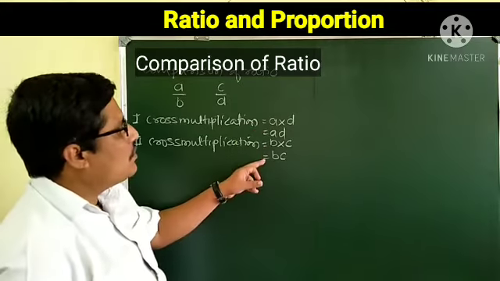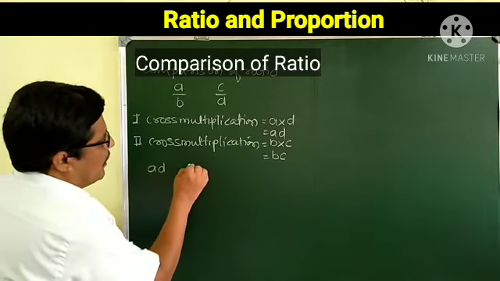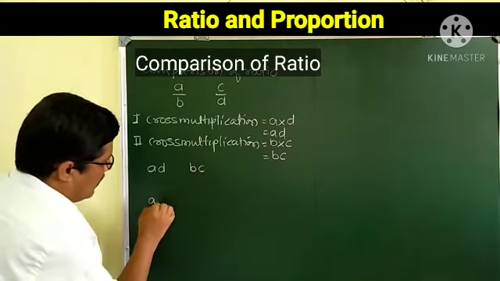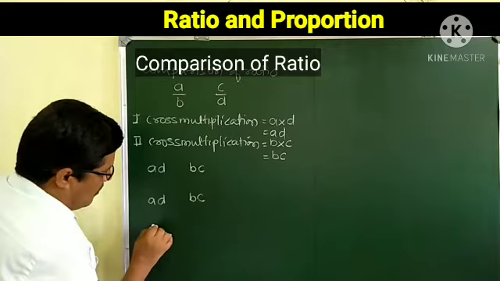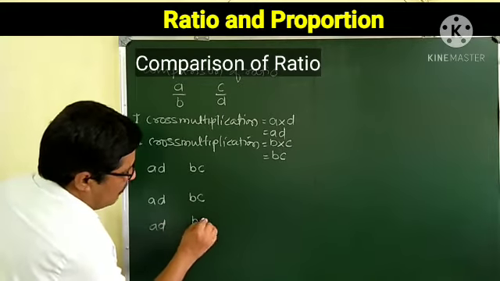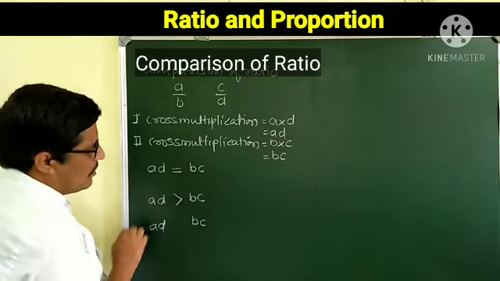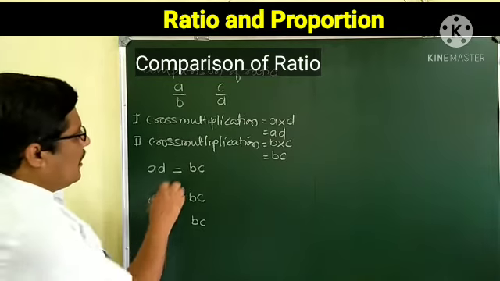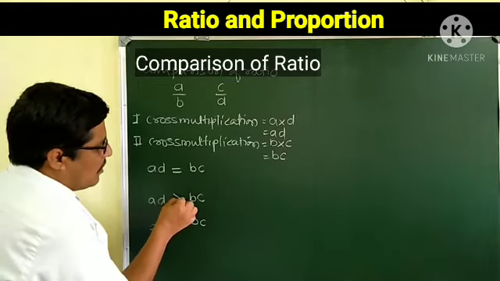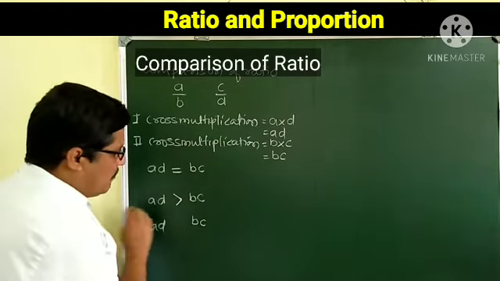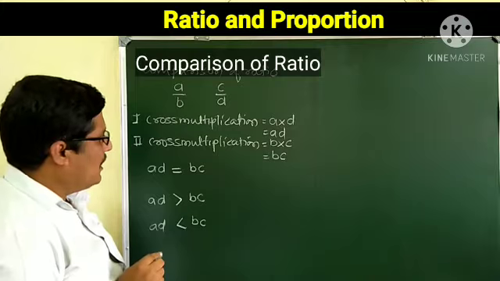Now here these are two cross multiplications. Now what relation will be there between these two, AD and BC? In three cases, either both the cross multiplications will be equal, or the first cross multiplication will be greater than the second one, or the first cross multiplication will be smaller than the second.